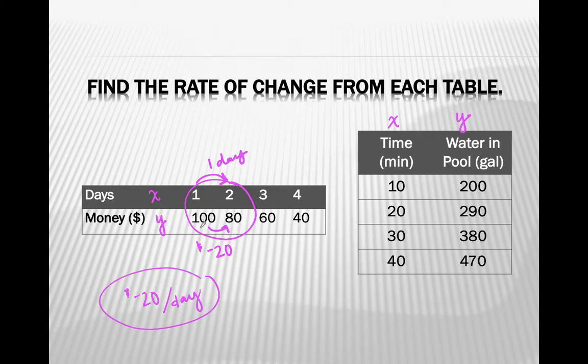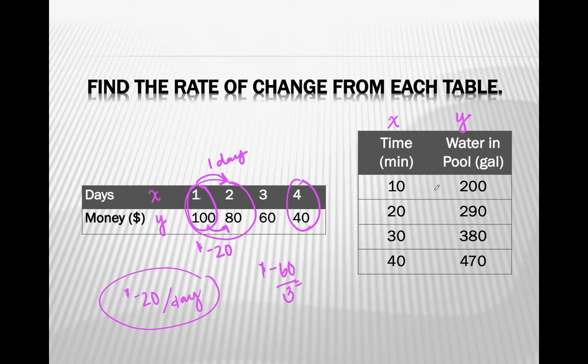Of course, if you didn't choose the 2 points right next to each other, you would have to simplify. Like if you went from 100, let's say you use this first point and the last point, from 100 to 40 is a drop of $60, and from 1 day to 4 days is a change of 3 days. So negative $60 every 3 days, but that would still give you negative $20 per day. So you just want to make sure that you simplify your answer.